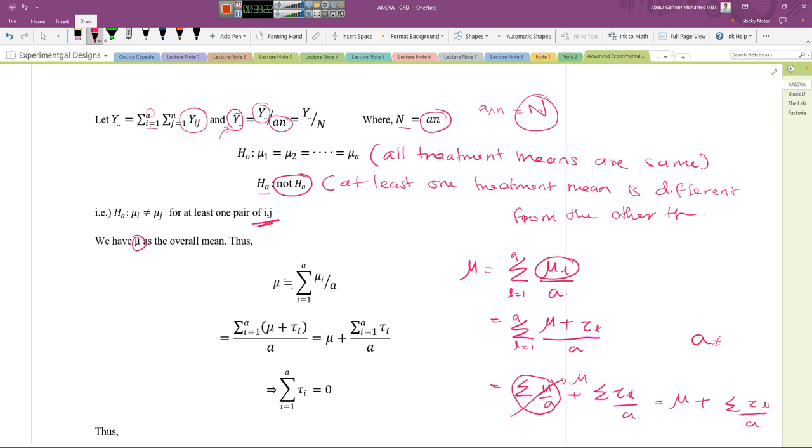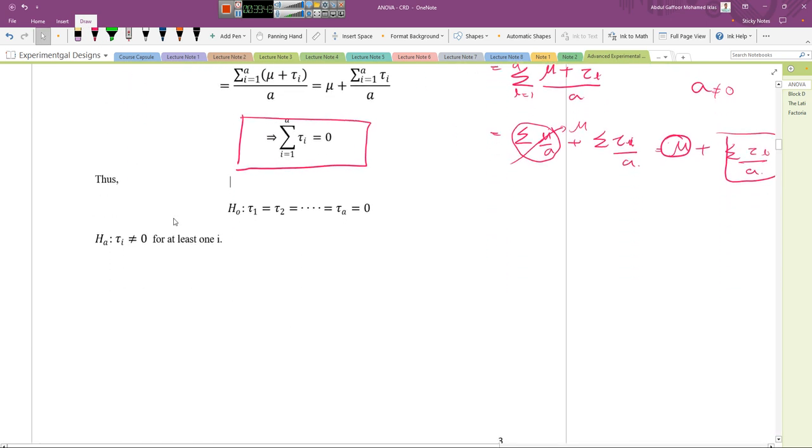Here a is not equal to 0, and here we have mu, so the entire fraction should be equal to 0. From this we can tell that the summation of tau i is equal to 0.